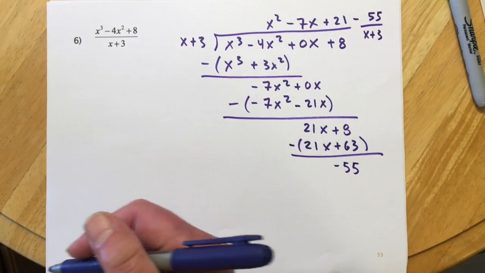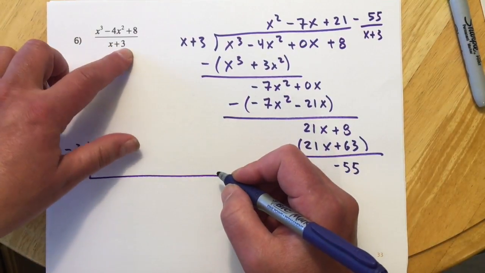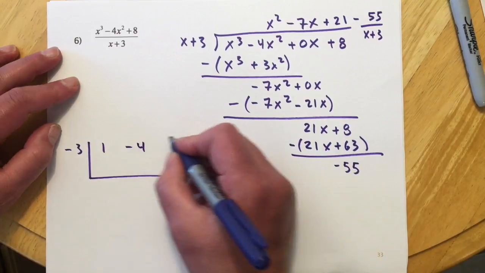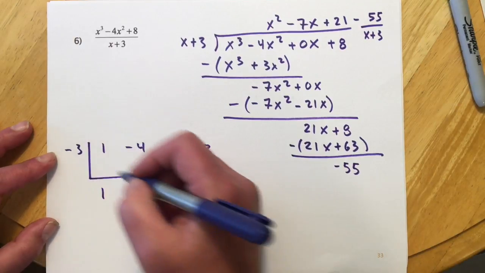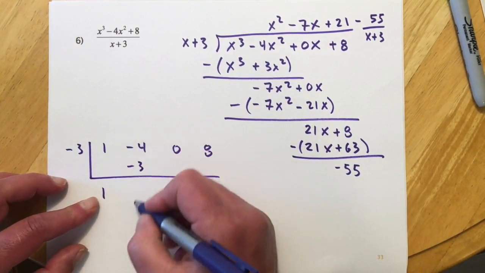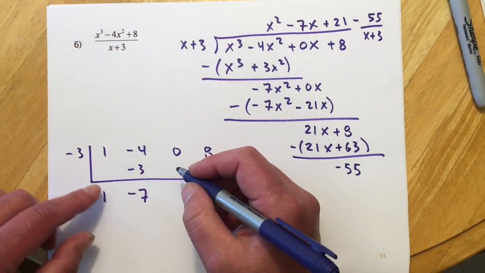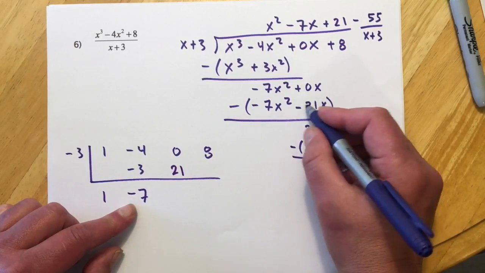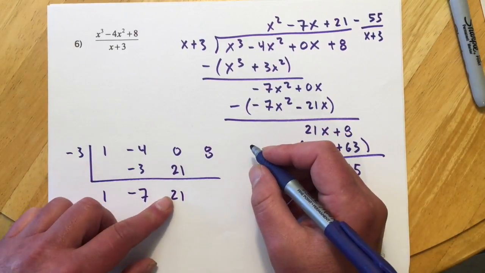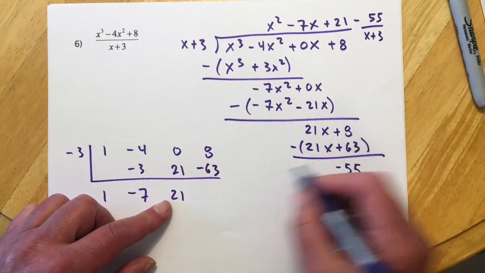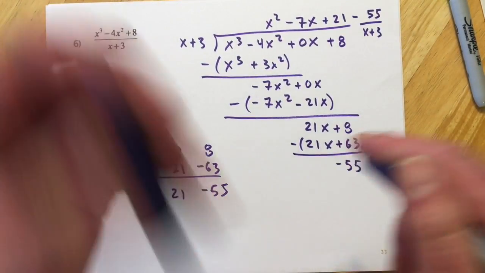And then just to show the synthetic, if you want to try that way, we'd use a negative 3 because of the positive 3. 1, negative 4, we got that 0, and then 8. So bringing down the 1, then I go negative 3 times 1 is negative 3. Adding, I get negative 7. That was right there. Much easier. Negative 3 times negative 7 makes 21 right here. So minus minus. 0 and 21, 21. Negative 3 times 21 will be negative 63. There's the subtracting, and there's the negative 55. Cool, and that wraps up the exam 1 review.